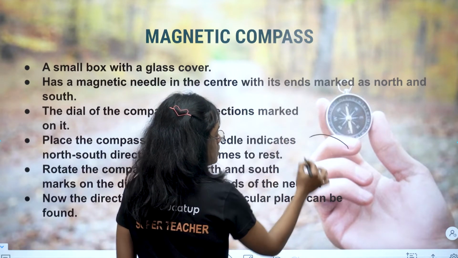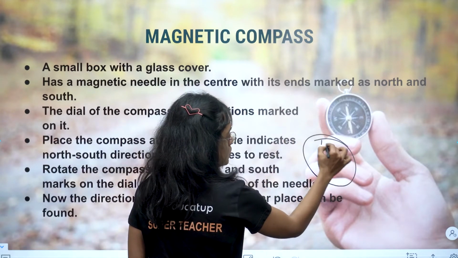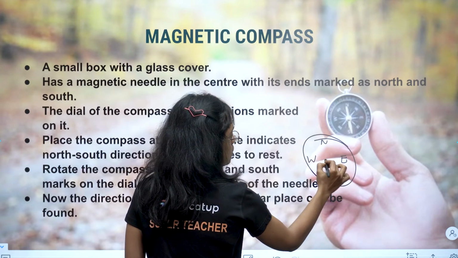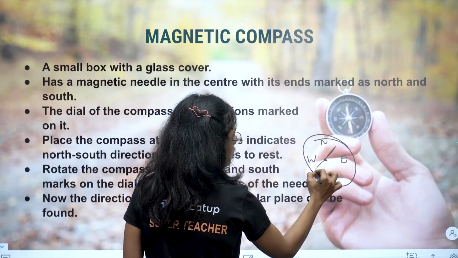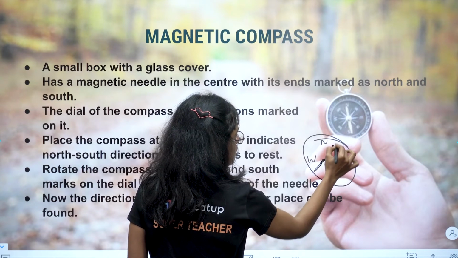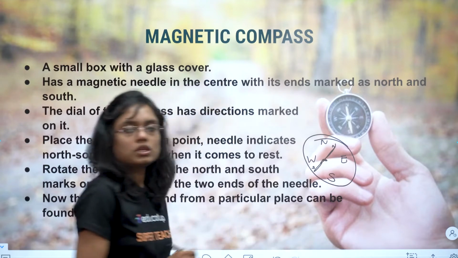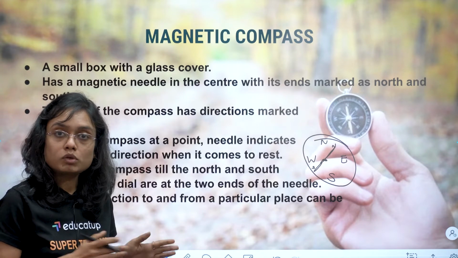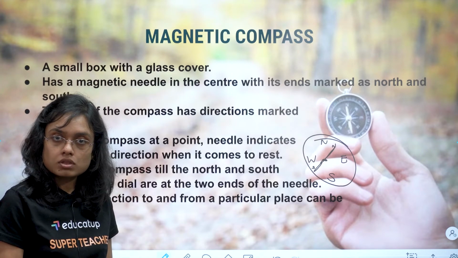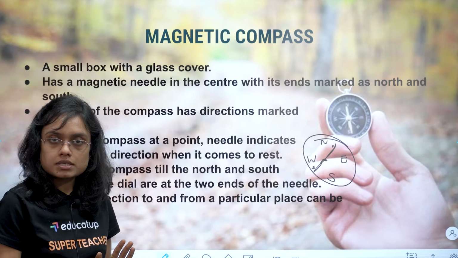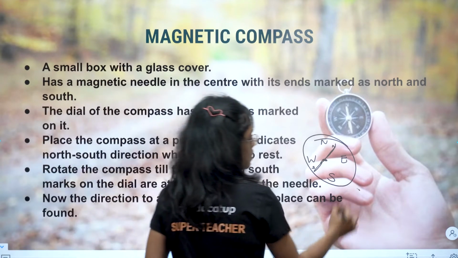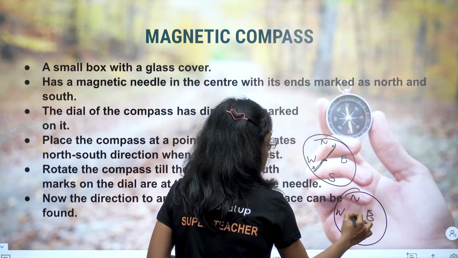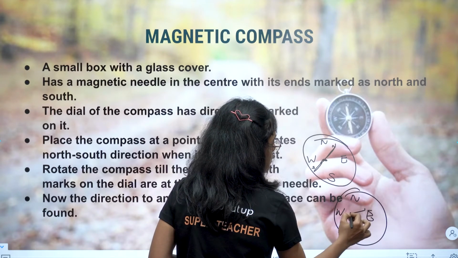See, suppose this is your magnetic compass. It's written north, south, east, west. This is your needle. On it, it's written north and south. Now you need to find the direction at any point. What you will do, you will put the magnetic compass on the floor. Let the needle come to rest. If the needle comes to rest like this, maybe for example, east-west.